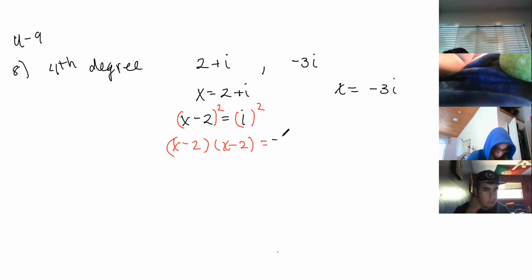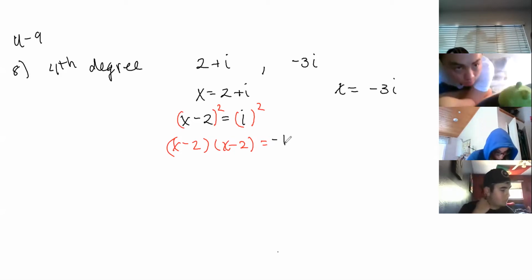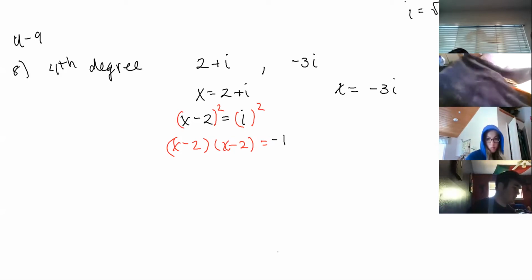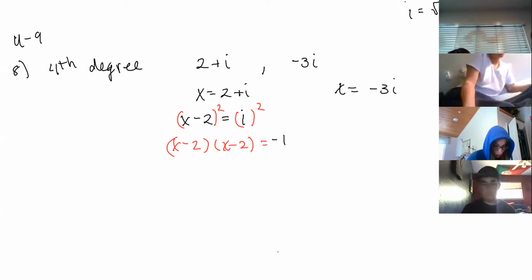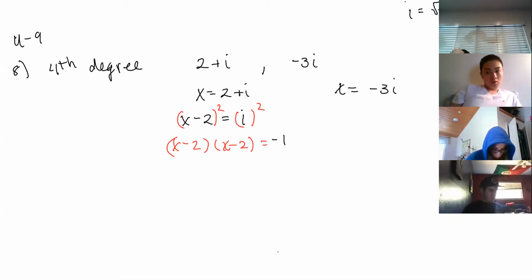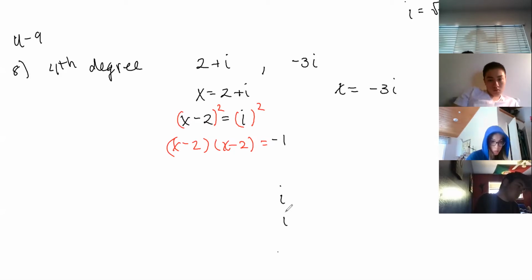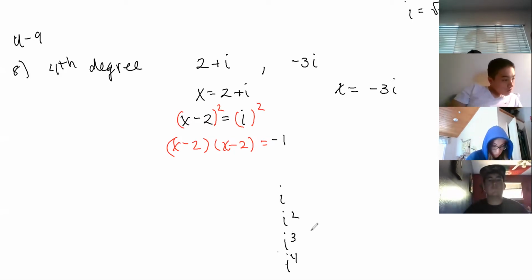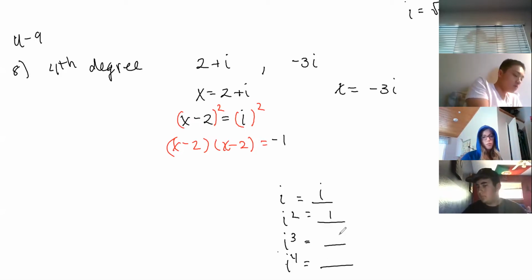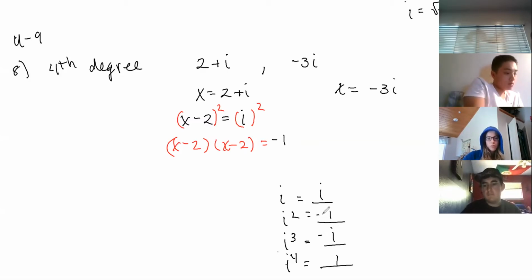Is i squared negative 1? I was thinking i equals 1, negative 1, so I might have that wrong. Yes, i is just i. If you remember from math 2, you did i to the first, i squared, i cubed, i to the fourth. Do any of you remember your teachers teaching this? It was 1 with opposites in the middle. So i squared is -1.